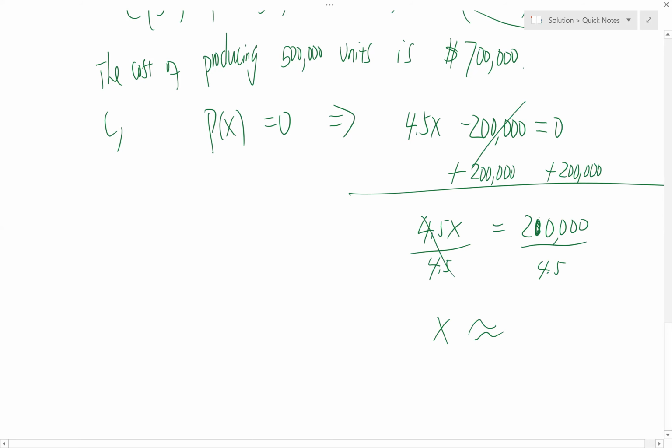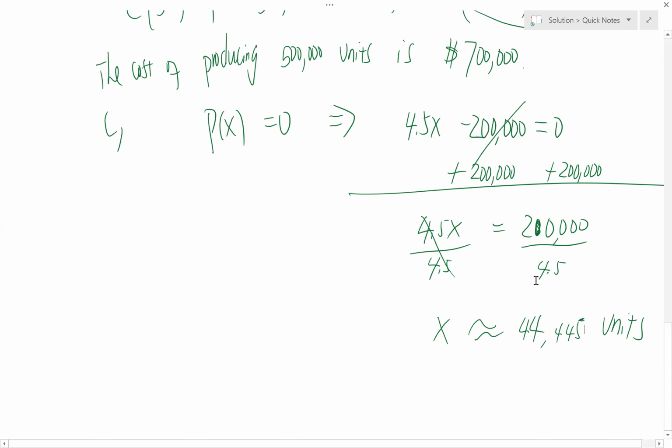And let's see what that is. 200,000 divided by 4.5. And this turned out to be 44,444.4. And then we usually round up, right? So it should be 44,445 units. To be conservative, you round up to the next whole unit, so make sure you can break even, right?